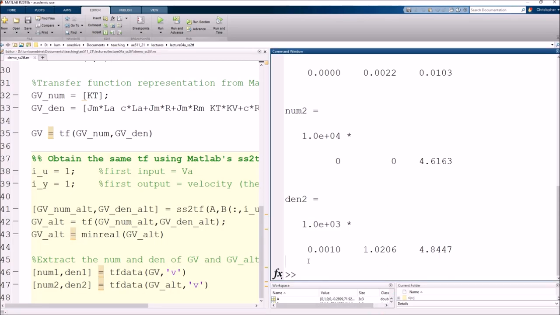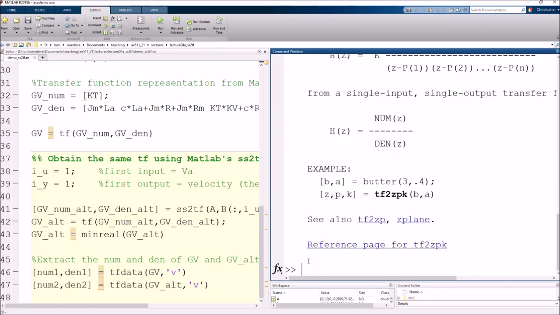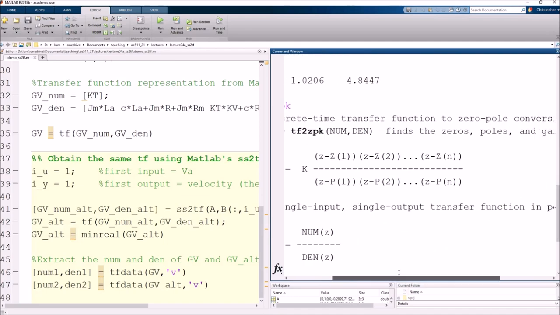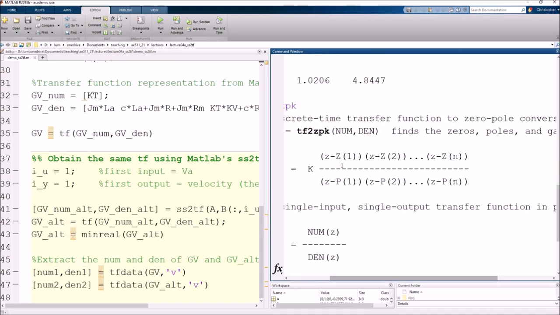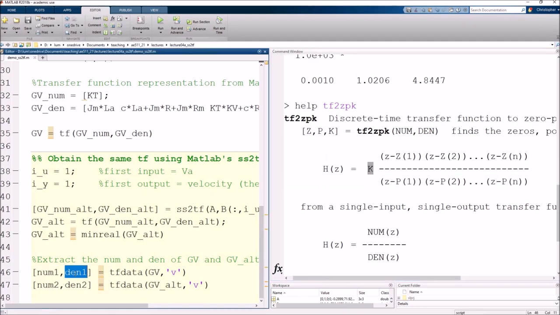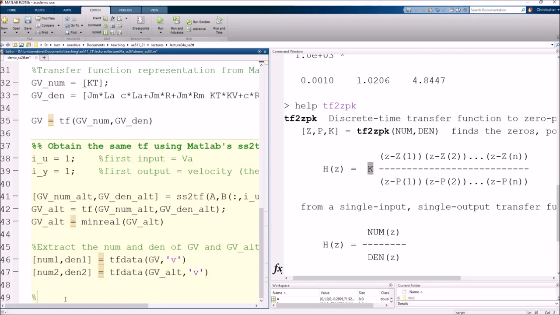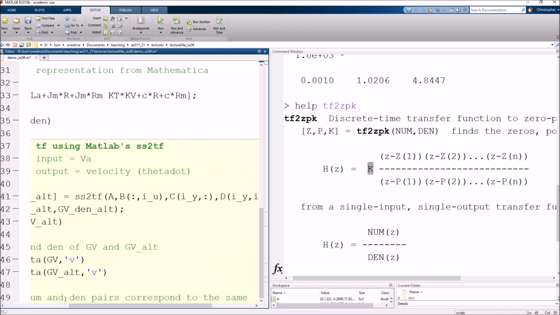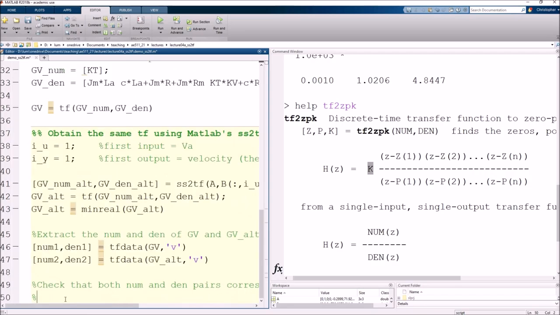So one helpful way to do that is there's a function called tf2zpk. So this is transfer function to zero pole gain, because really that's all a transfer function is, right? A transfer function is a list of zeros, a list of poles, and a potential gain in front of them, right? So if this numerator and denominator yield the same zeros, poles, and gains as this numerator and this denominator, I think we should be in business, right? So what we can do is let's do this and say, check that both num and den pairs correspond to the same zeros, poles, and gain, right?